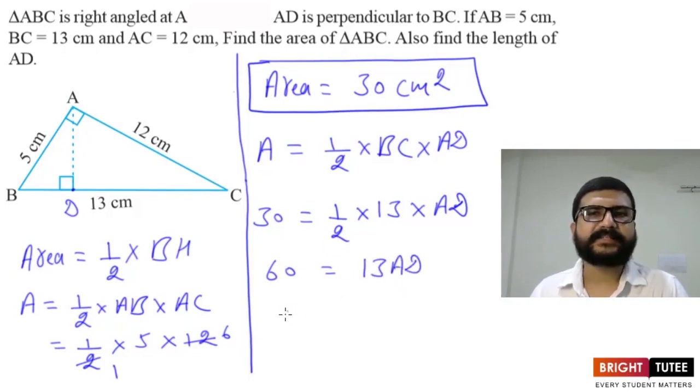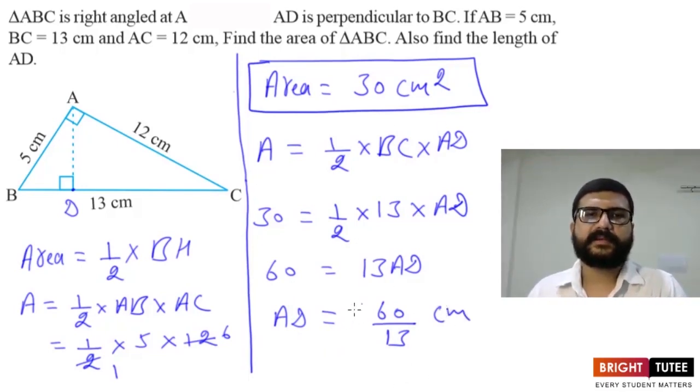Now by simplifying this, we will get AD is equal to 60 divided by 13. We just transposed this 13 on the left side of the equation. So that gives us AD is equal to 60 upon 13 centimeters. We can convert this into a mixed fraction also.